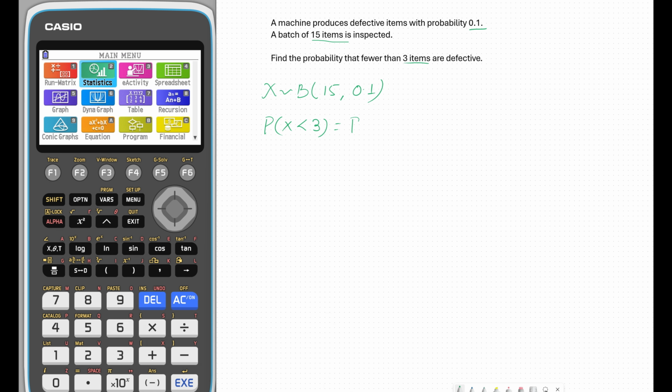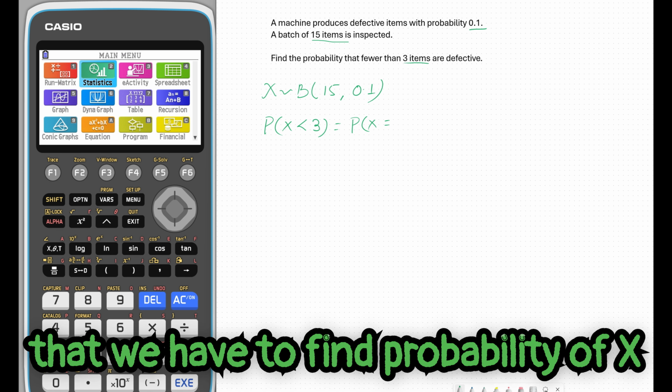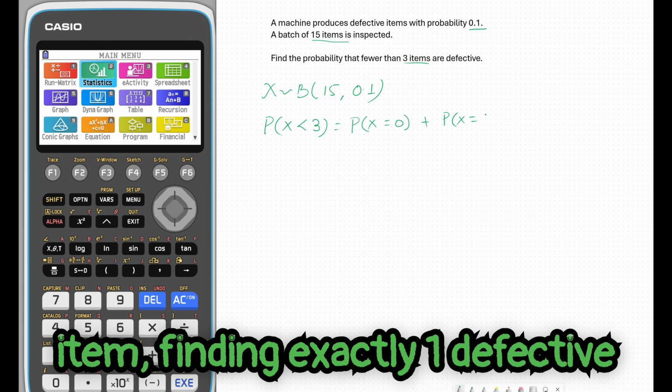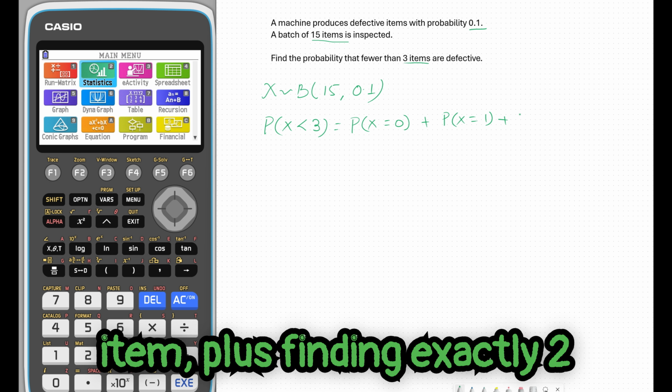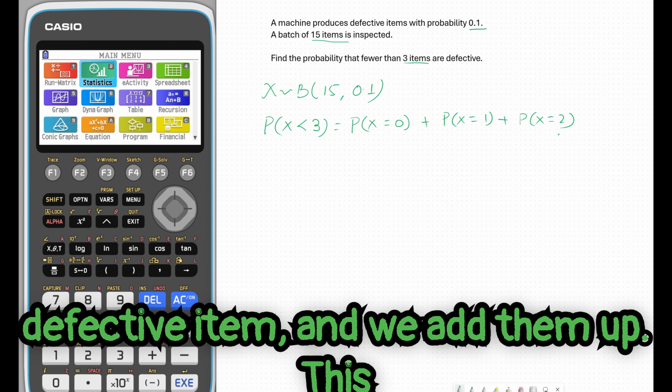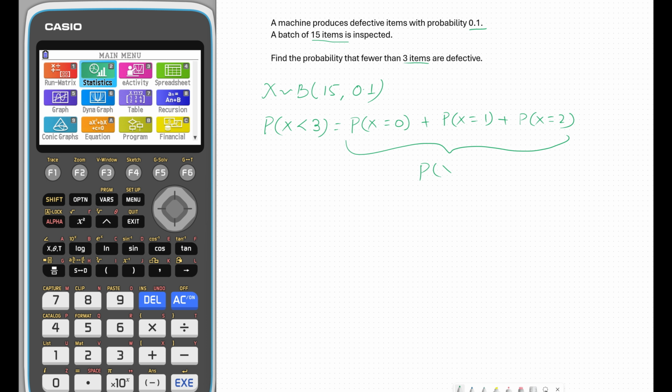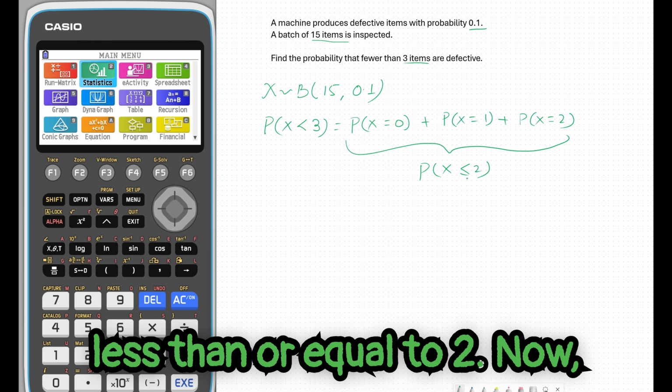We are asked to calculate the probability that there are fewer than 3 items that are defective, which means that we have to find the probability of x equal to 0, finding 0 defective items, plus finding exactly 1 defective item, plus finding exactly 2 defective items, and we add them up. This is also equivalent to P(x ≤ 2).